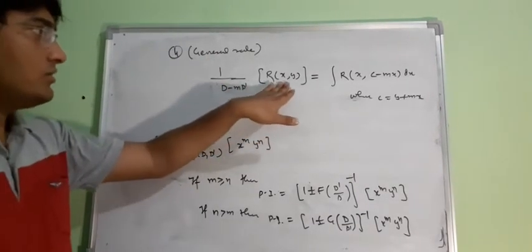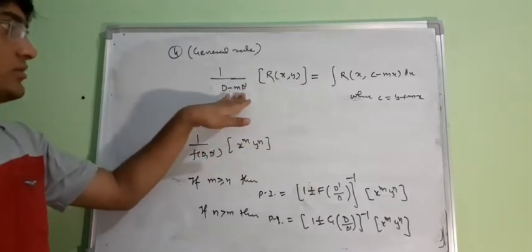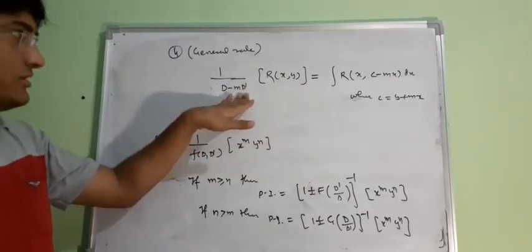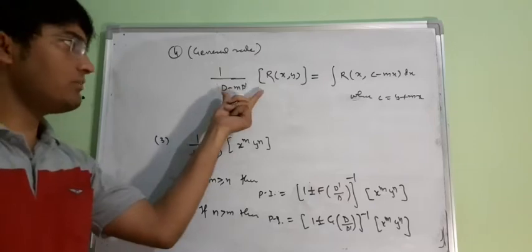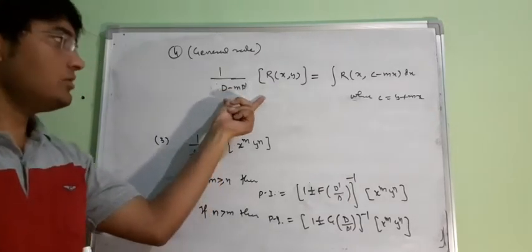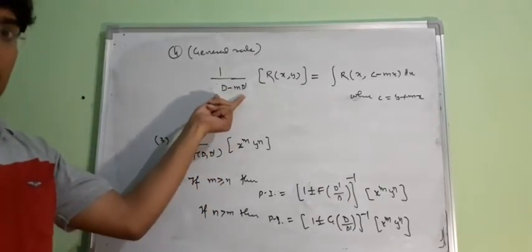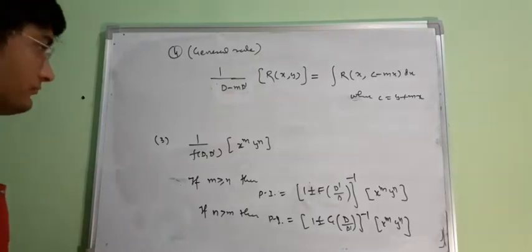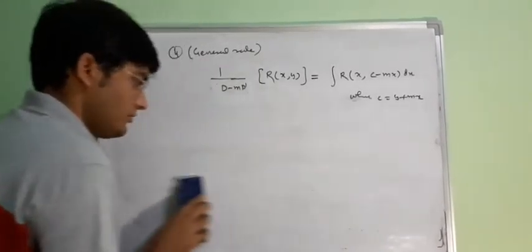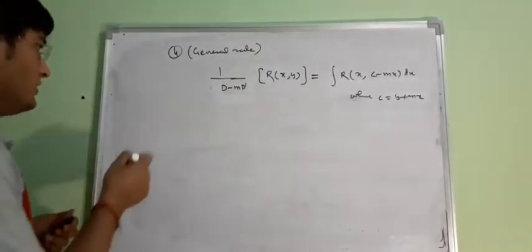That means when your linear factor is of the type D minus mD dash, we can solve any question with the help of this one, provided that there is a linear factor of the type D minus mD dash. Okay, let us solve a few questions. Question number 1.